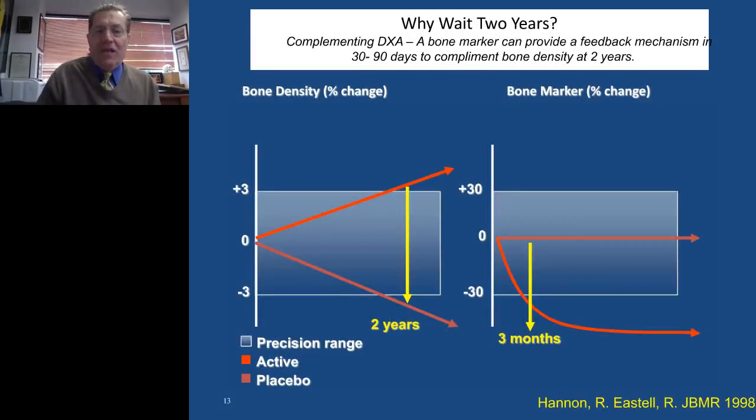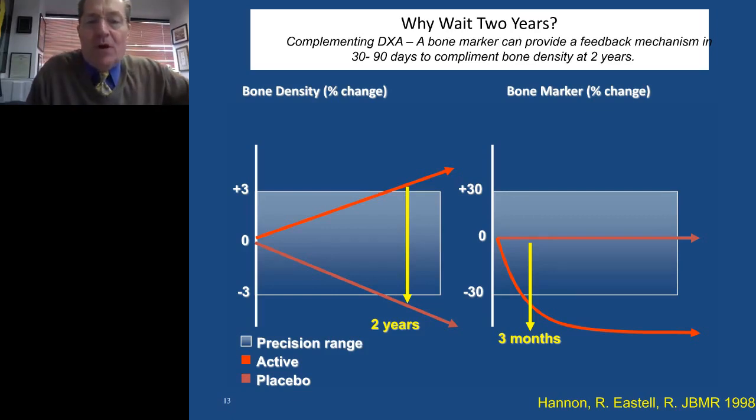The rapid change. This is a slide from the UK, from Richard Eastell's group, that shows on the left-hand side the change in bone density, and on the right-hand side the change in the marker with treatment. So you can see the right-hand side with treatment. This was with bisphosphonates.